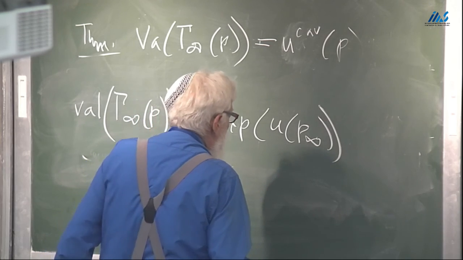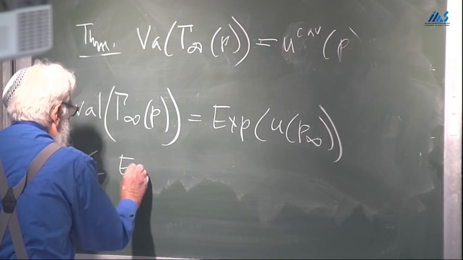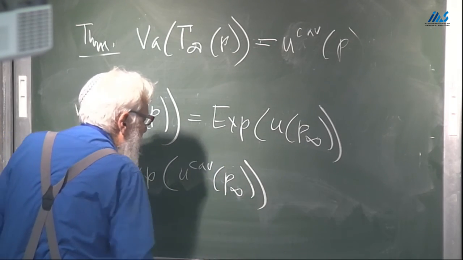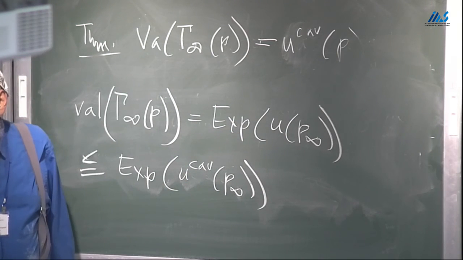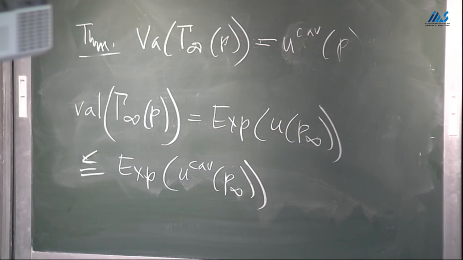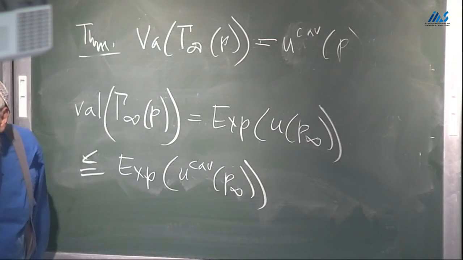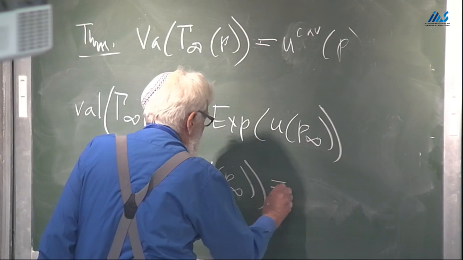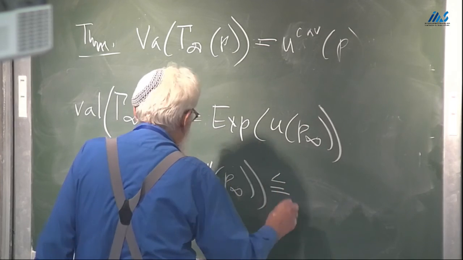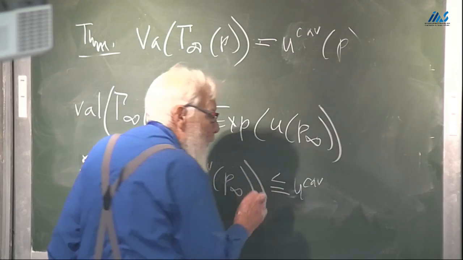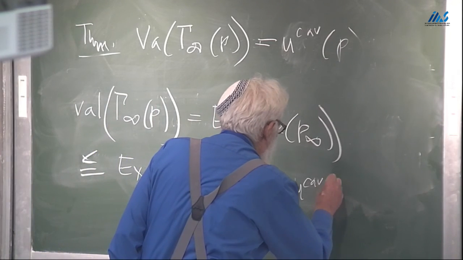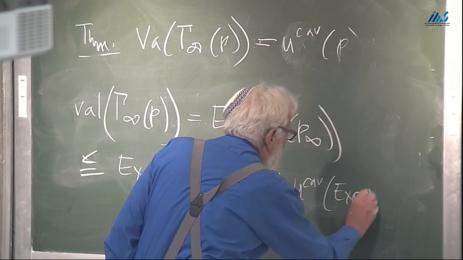Now, this is less than or equal to the expectation of u cav of P infinity, right? Because u is less than or equal to u cav. But u cav is a concave function, so we can take the expectation in. The expectation of a concave function is less than or equal to the function of the expectation. So this is less than or equal to u cav of the expectation of P infinity.